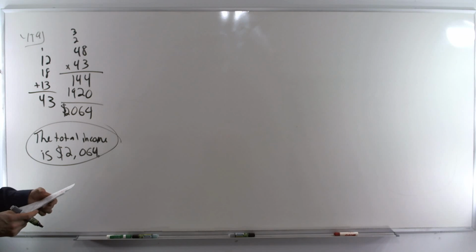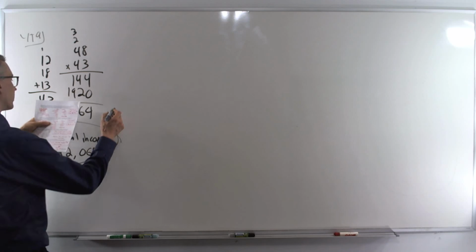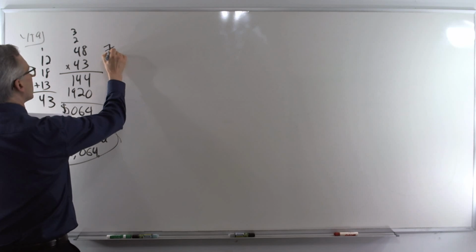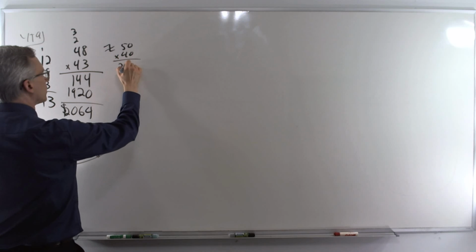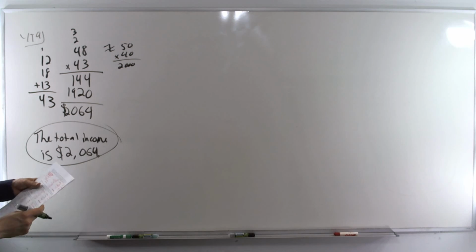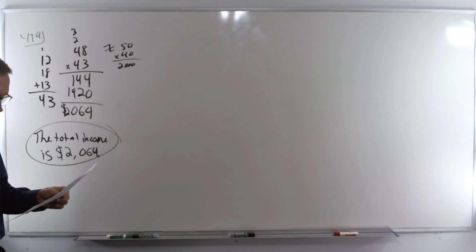All right, so let's check. The income we could round 50 and 40, multiply, and we get 2,000. Very close. Your turn, number 10.